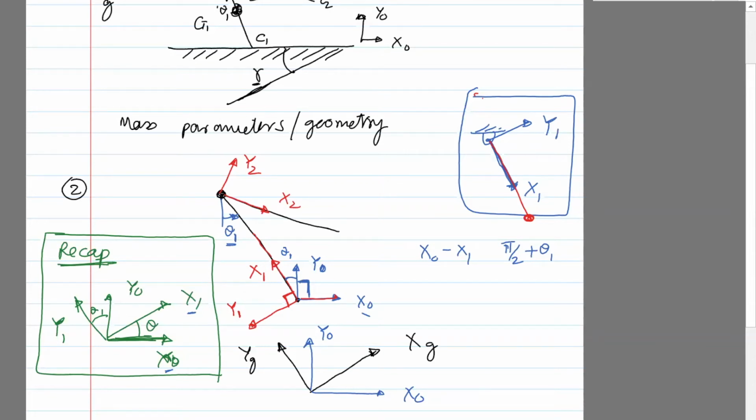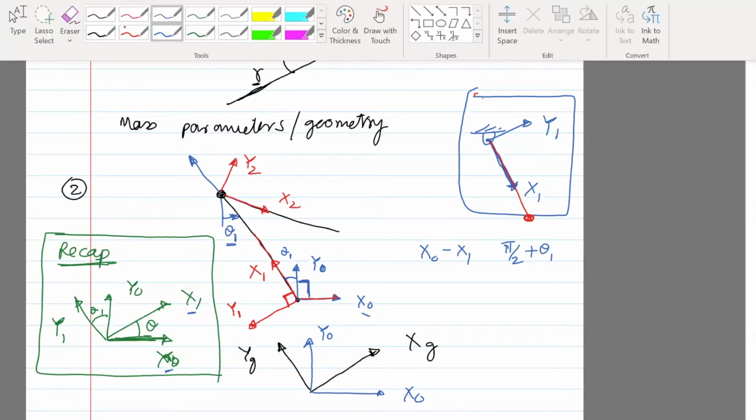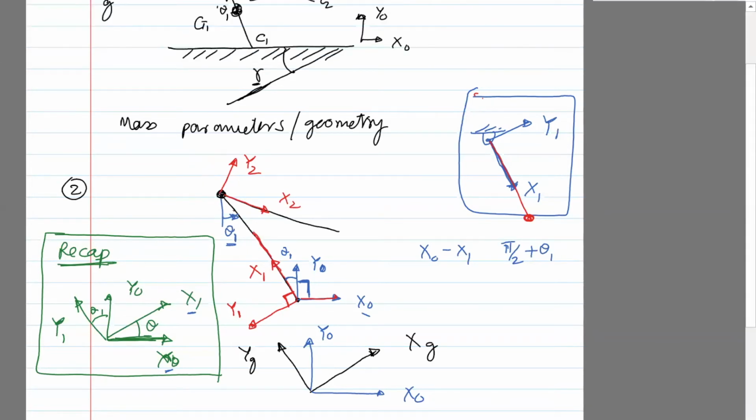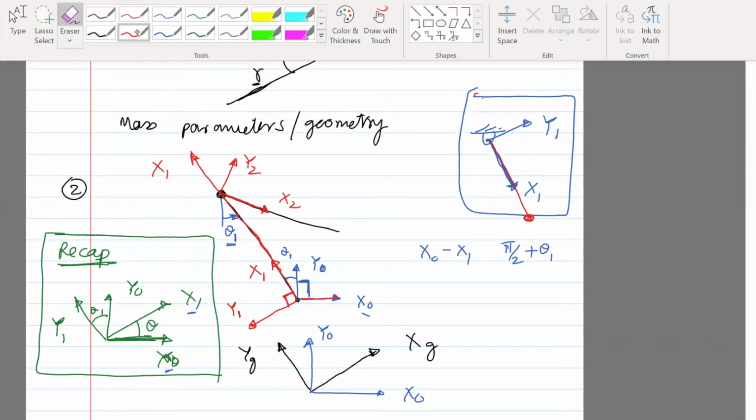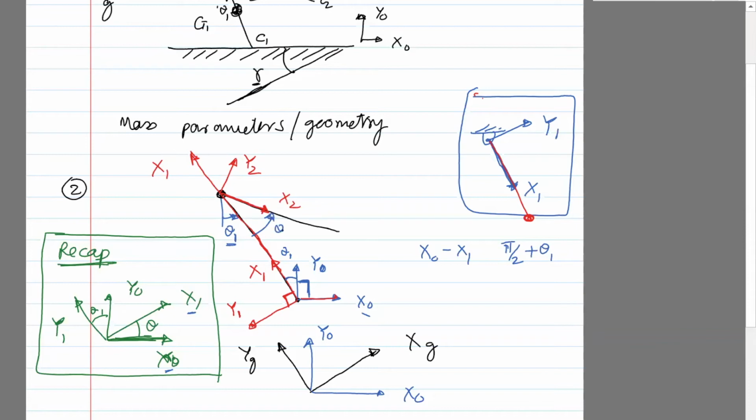Next, I need to find the angle between x1 and x2. So x1 is now, I'm just going to extend this line. That's simply x1, and x2 is this way. And I already described theta 2 to be the angle between the two legs. So again, I need to find this angle, x2 and x1. You can see that this line here is a straight line. So this angle is 180 degrees.